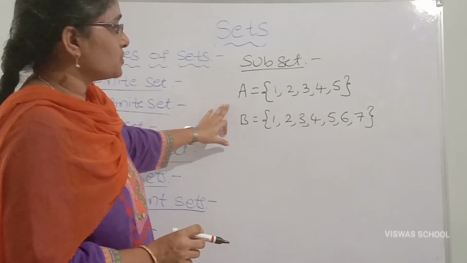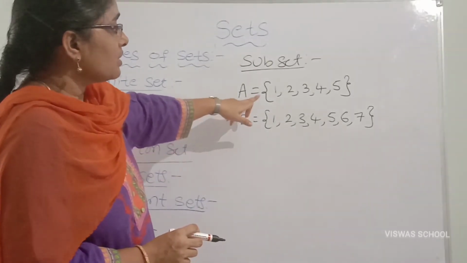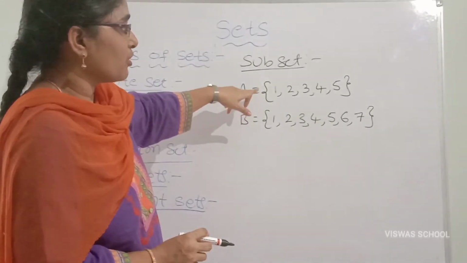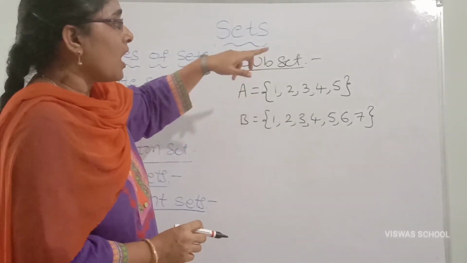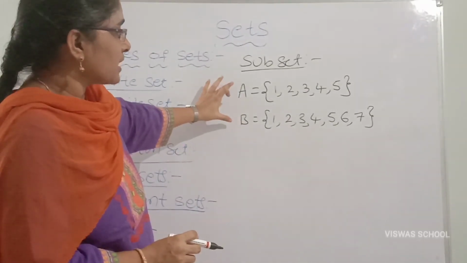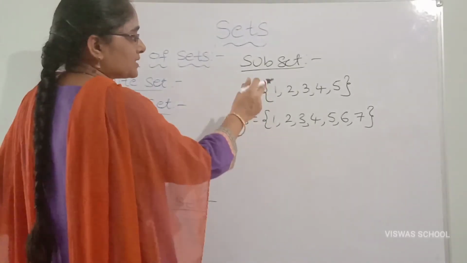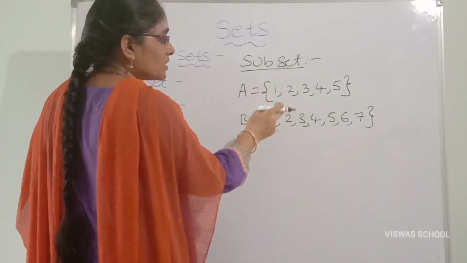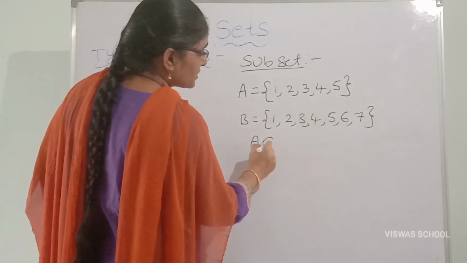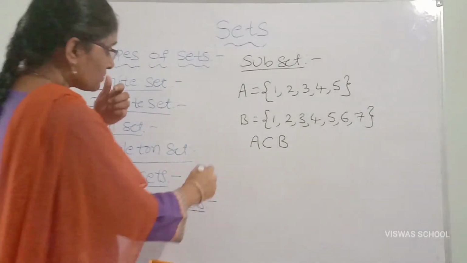What did you observe in these two sets? If A and B are two sets, and all the elements present in set A are also in set B, then we say that A is a subset of B. That is, all the elements present in set A are also in set B, then we say that A is a subset of B. This is the subset symbol. A is a subset of B.